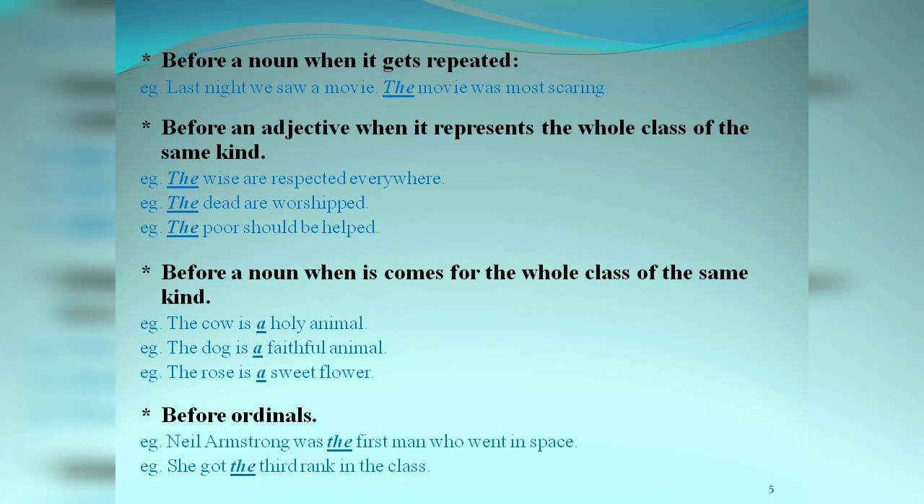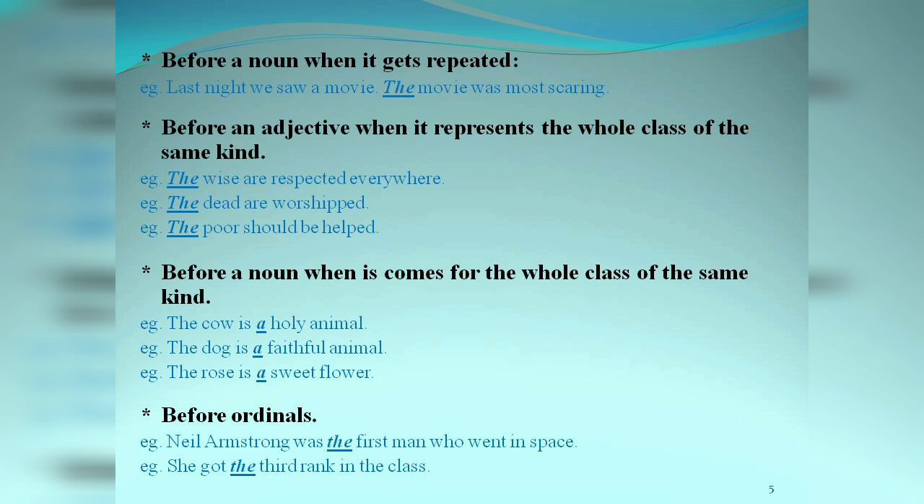Next rule says before a noun when it comes for the whole class of the same kind. Like the use of an adjective. If a noun comes to represent the whole class of the same kind, we use the before it. Like the cow is a holy animal. So in this sentence, the cow here refers to the species of cow, the entire species of cow. So the cow is a holy creature, or holy animal.